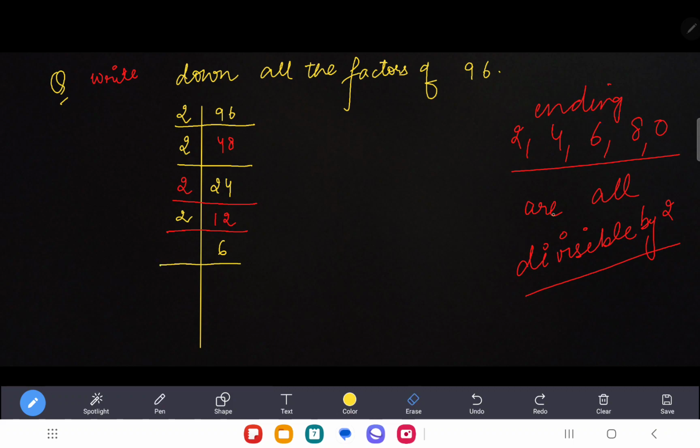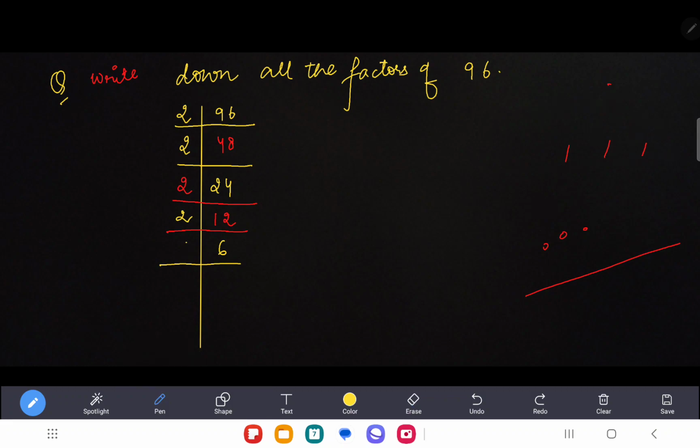Then 2 again. Good job. Then 3. Then 3 times 1. And I'm going to stop right here because I have to. 1, obviously, if I choose 1, then I say 1 is a factor of 1, 1 times 1. So this will continue. That is why we stop at 1.